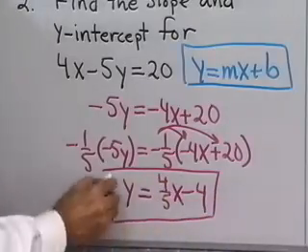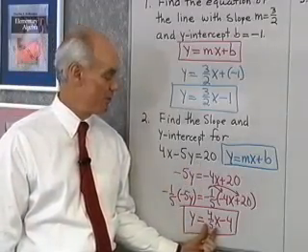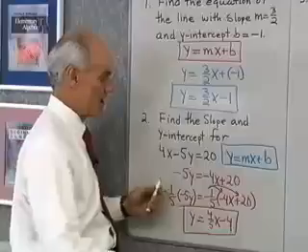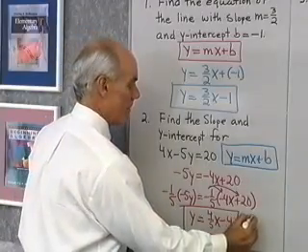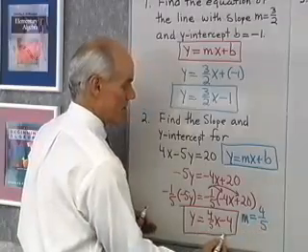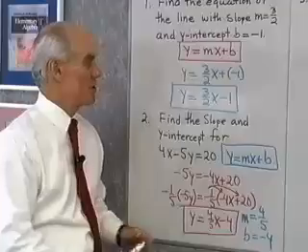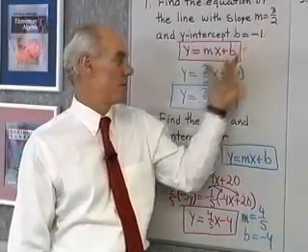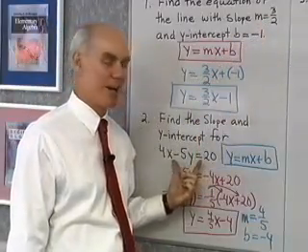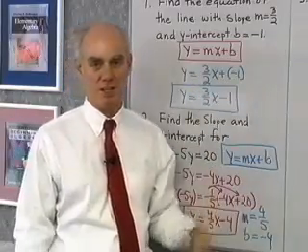So if I solve this equation right here for y, I end up with y equal 4/5 x minus 4. That tells me that the slope m is equal to 4/5, and the y-intercept b is equal to -4. So if I have the slope and the y-intercept, I have the equation. Likewise, if I have the equation, I have the slope and the y-intercept. Two different forms of really the same problem.